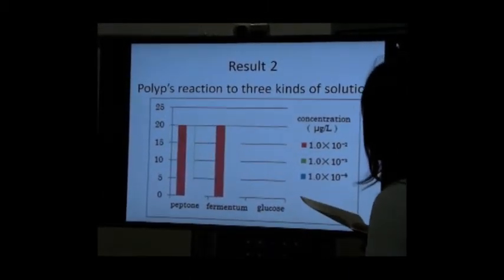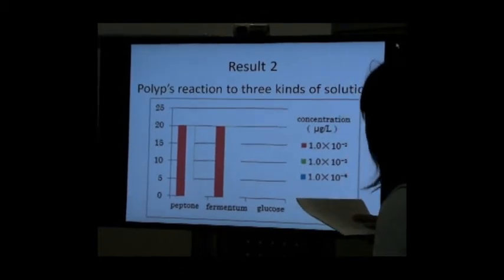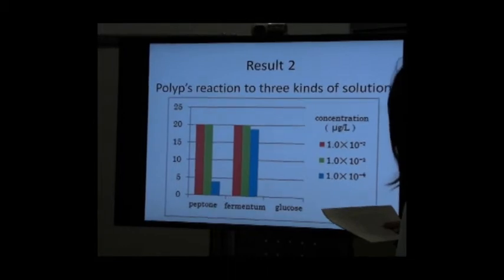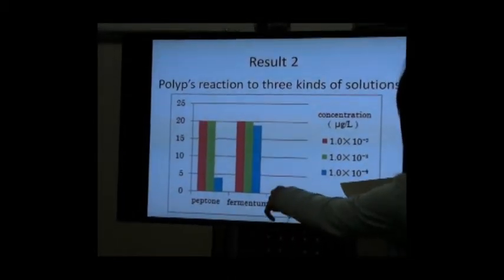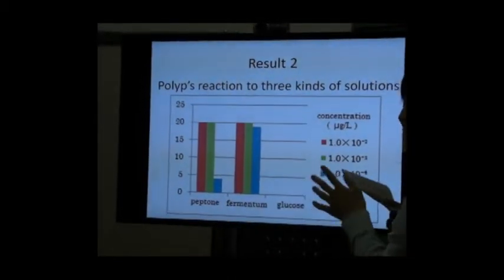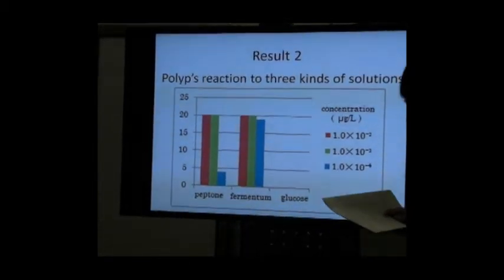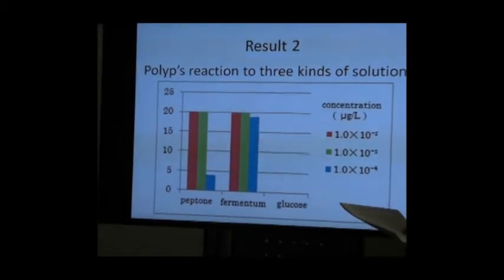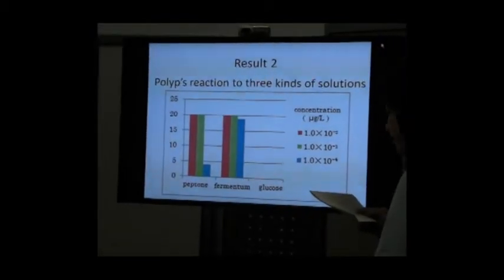Moreover, as the density of solutions decreased, it was revealed that more polyps reacted to fermentan than peptone in low density. Therefore, it is indicated that some kinds of amino acids trigger the polyps' feeding.